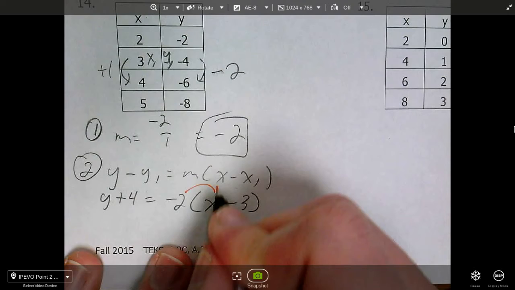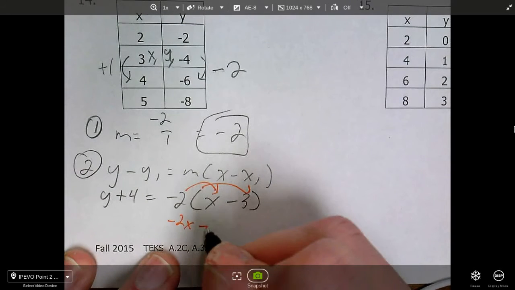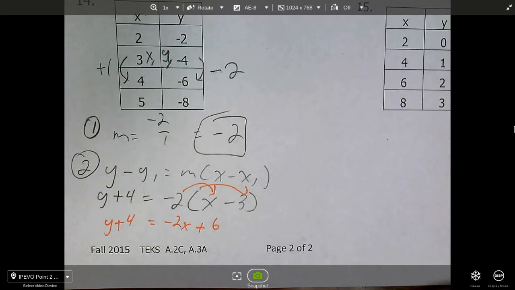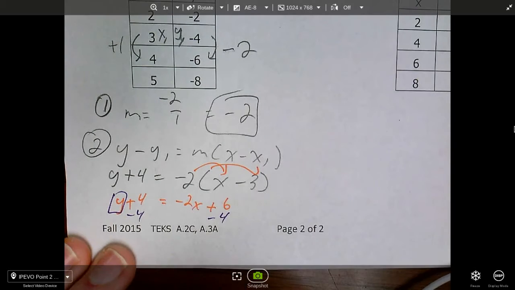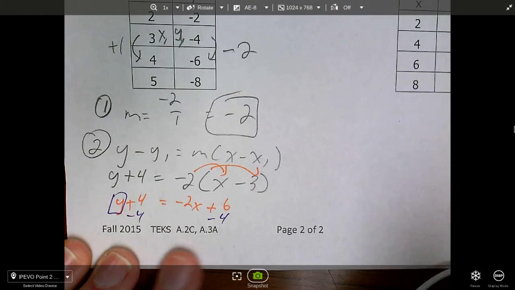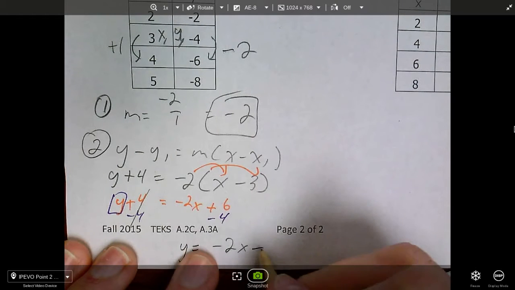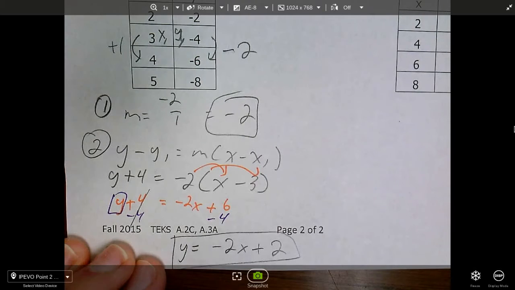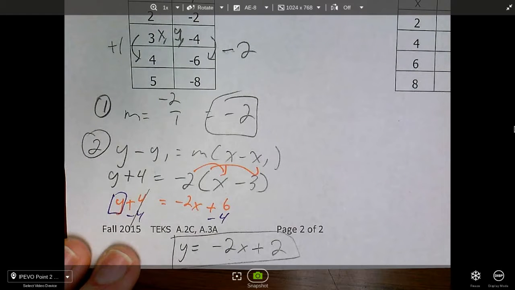Okay, so if I distribute this negative 2 right here, I get negative 2x, actually a plus 6. All right, I need y by itself, so I'll subtract 4 from both sides. And so I get y equals negative 2x plus 2. There we have it. So our slope ought to match right there. And if we graph this, we can look at the table and see that it should match up.